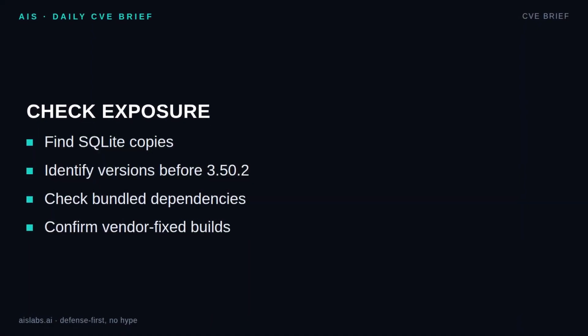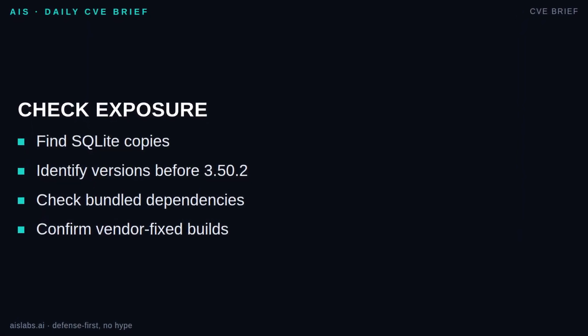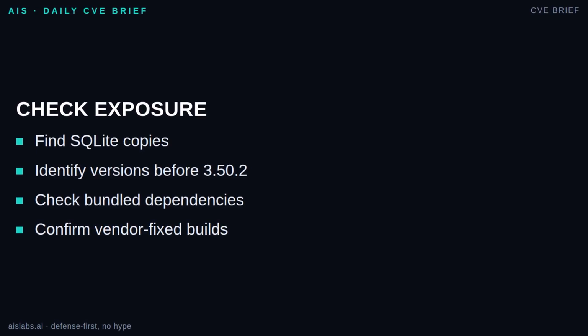Your exposure depends on how your applications expose SQLite-backed functionality. To check whether you are affected, start with version inventory. The official description says SQLite versions before 3.50.2 are vulnerable, and recommends upgrading to 3.50.2 or above. That sounds straightforward, but the hard part is finding every copy. Look beyond obvious package installs. SQLite can be statically linked, bundled with applications, embedded in appliances, included in containers, or shipped inside third-party software where your operating system package manager will not tell the whole story.